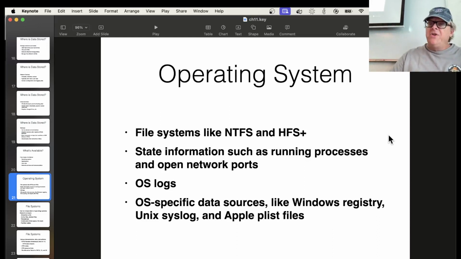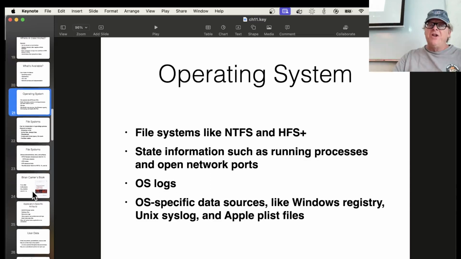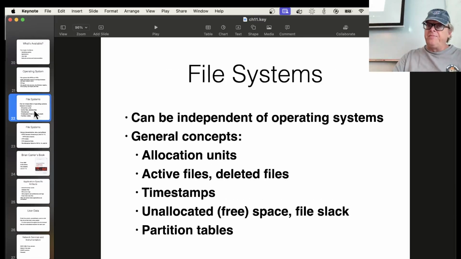You have file systems, NTFS for Windows and HFS Plus for Mac. And you may have other things if you have Linux, like ext4. You have to understand them. You need running processes and network ports. Those are transient states, logs, and specific data sources like the Windows registry and Apple plist and such, internal parts of the operating system that keep track of what's been happening.